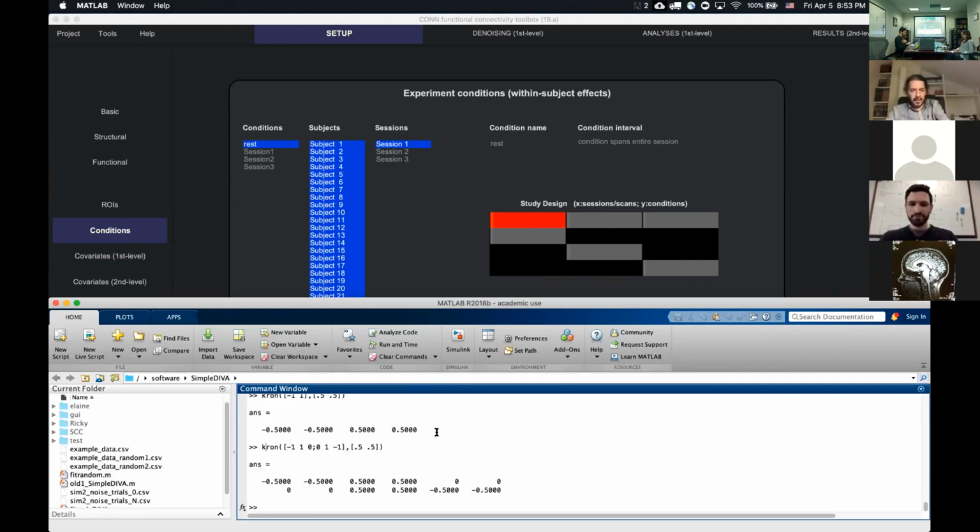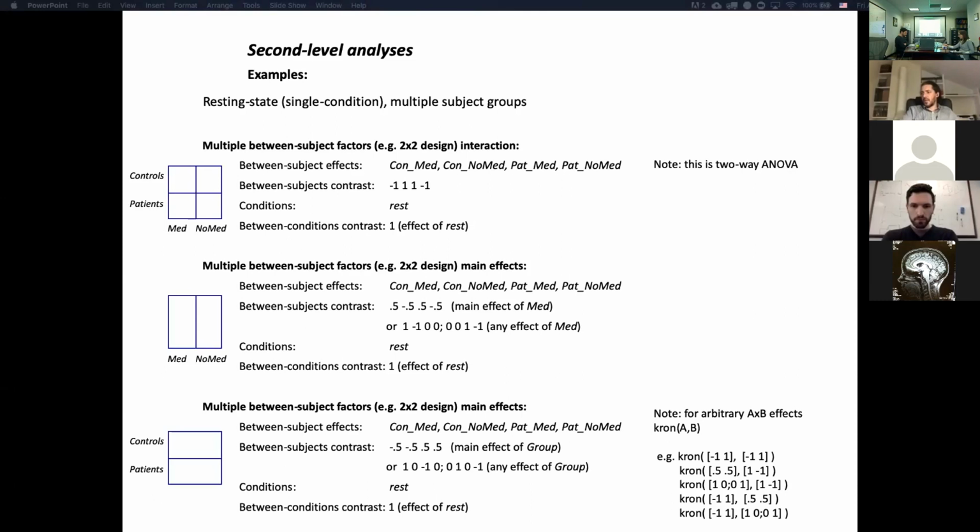Okay, so let me go back to the original. Okay, so that's that contrast. In general, when you have more than 2 factors and each one has more than 2 levels, then thinking in terms of the individual cells and defining the contrast manually becomes a little bit more complex and time consuming. So using this Kronecker product type of trick allows you to generate those contrast vectors in a more consistent, less error prone manner.